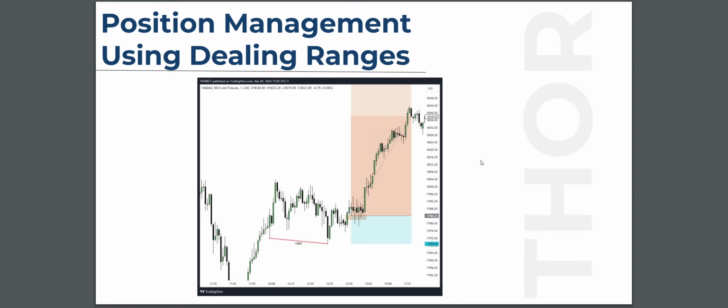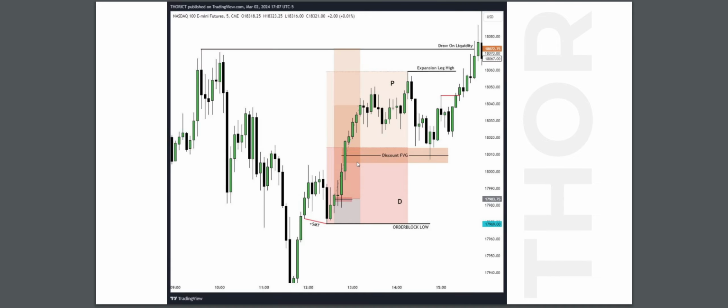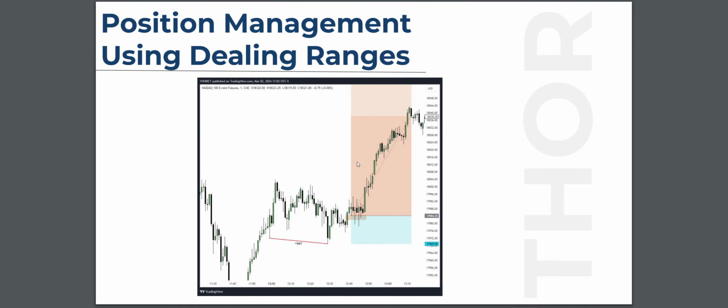Now this is a position management example for using dealing ranges. Okay, so this is the NASDAQ 1 minute chart. There's an SMT divergence, bullish SMT divergence. Then market shifts. Where's the shift at? Okay, here. There's a market shift there. And then it rallies, creates an SMT divergence, set the stage for the market buy model. The first fair value gap could be used as a long entry.